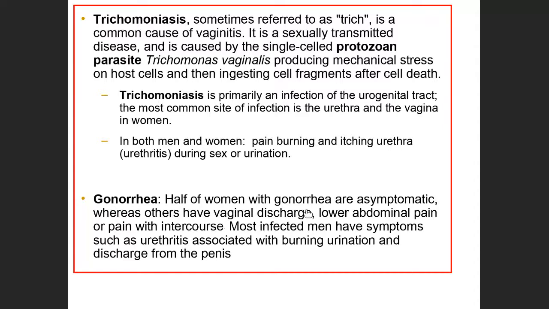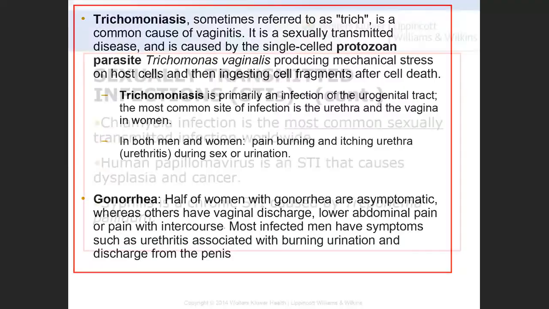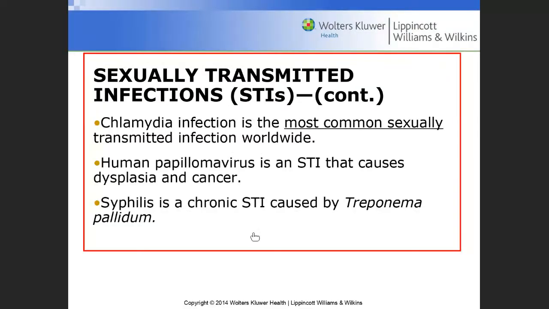Gonorrhea is usually caused by Neisseria gonorrhea, right? Again, that Diplococcus gram-negative. But a lot of times when people get gonorrhea, particularly females, they're asymptomatic, but they can transmit that disease. Remember, trichomoniasis is caused by a parasite, okay? Whereas gonorrhea is caused by bacteria.